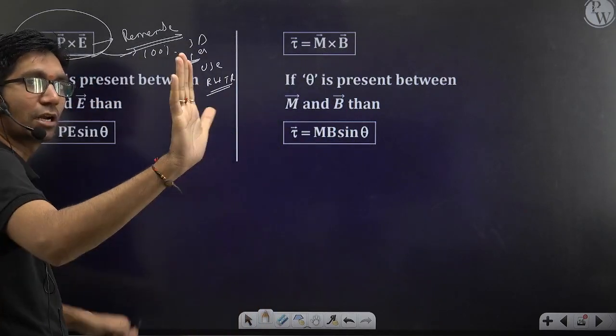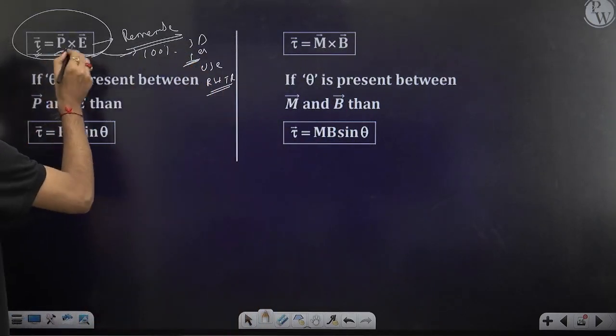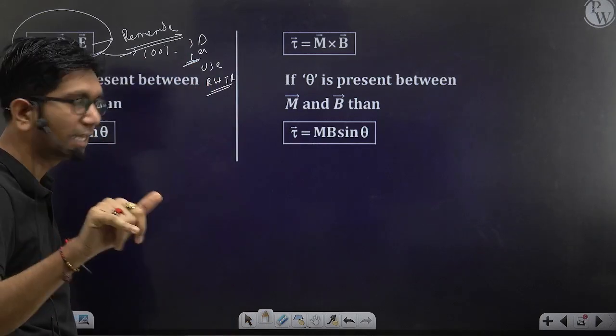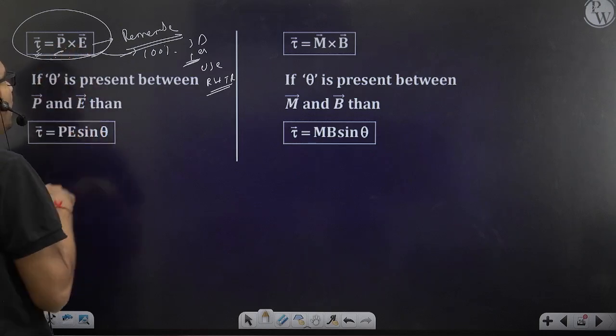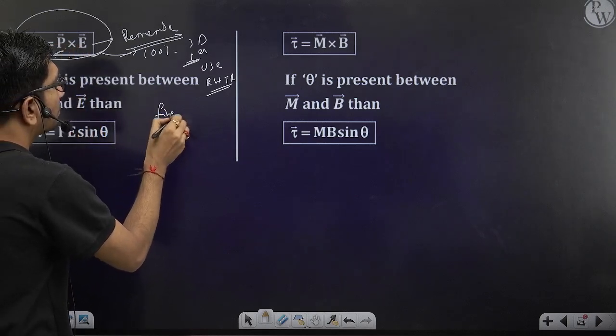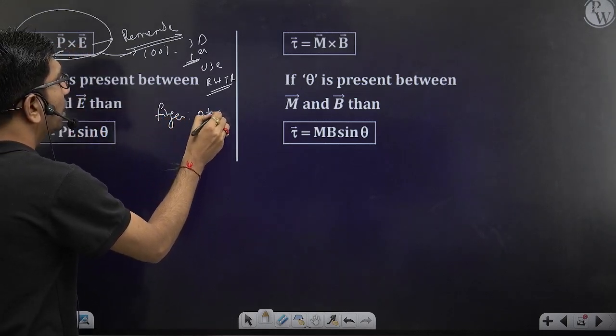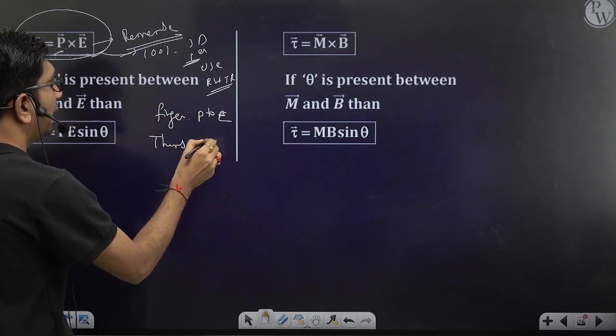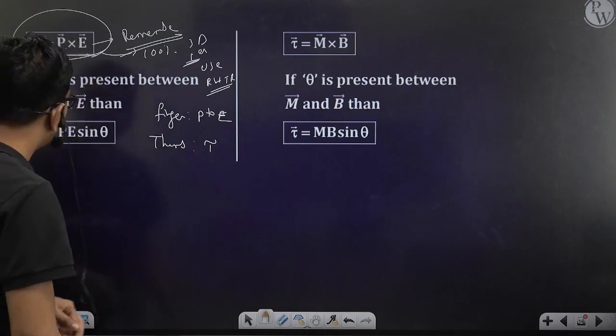Take your right hand. Move your fingers from P to E. The fingers should go P to E. The thumb indicates the direction of torque.